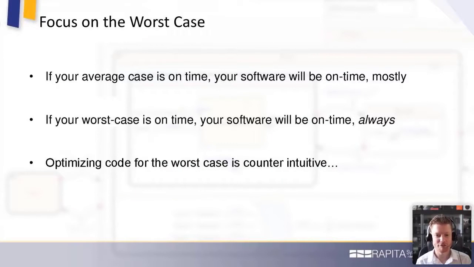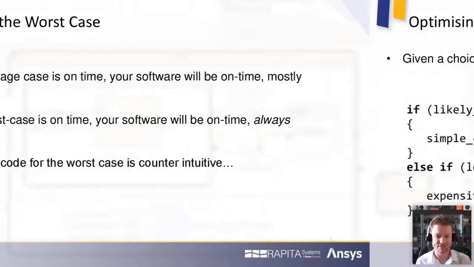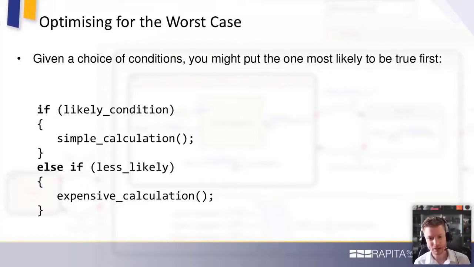RapiTime will also focus on the worst case time. If your software is on time on average, it'll be on time most of the time. But for safety critical systems, if your worst case meets the timing deadline, then your software will be on time all the time. However, optimizing for the worst case is very counterintuitive. So here's an example of this.